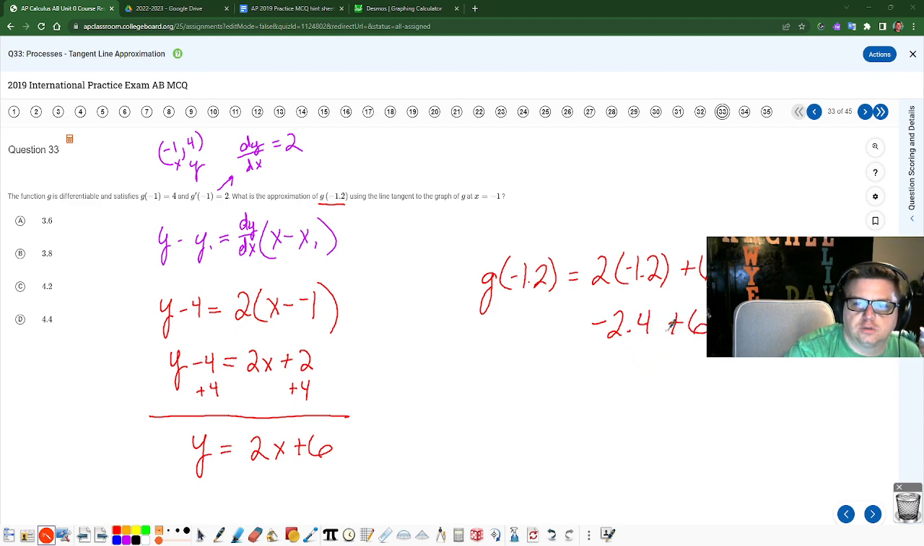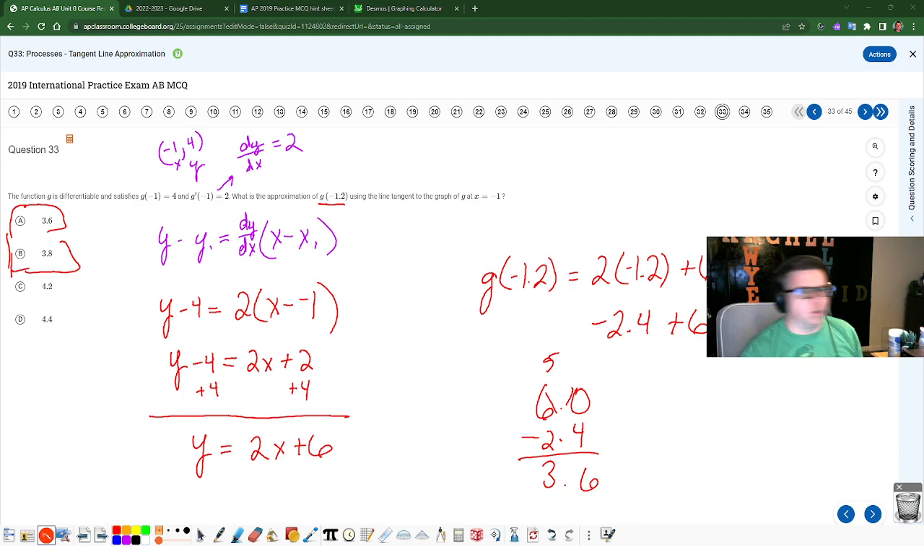6 minus 2 is 4, but minus another, that's 3.8 or 3.6. So we're at a crossroads here. So if we do 6.0 minus 2.4, borrow that, drop that, and then we're going to do 10 minus 4, which is 6, and then do 3. So we get 3.6.